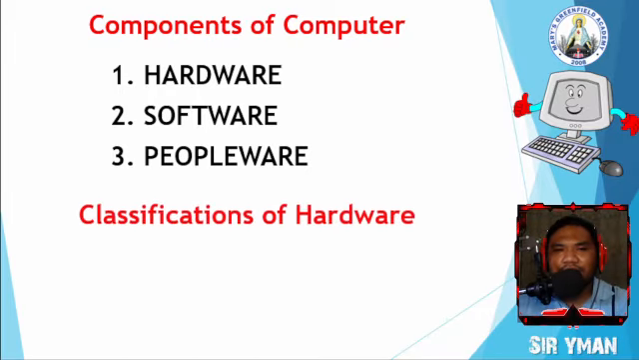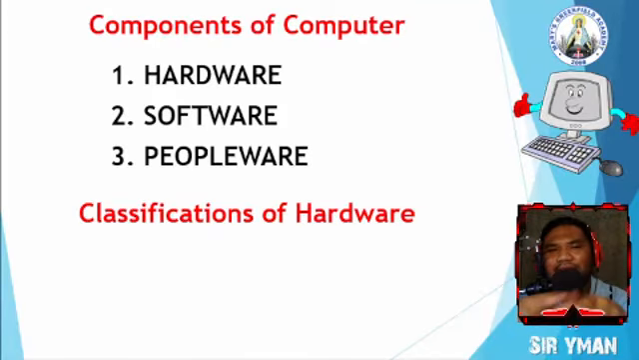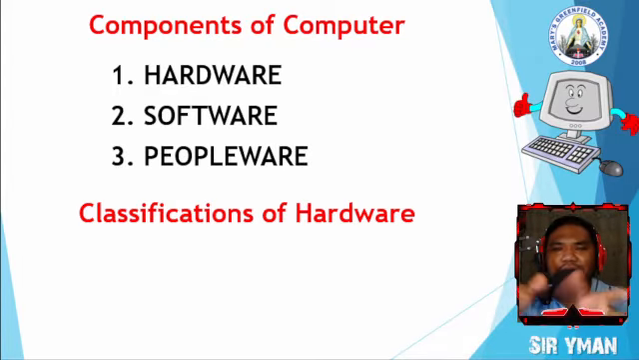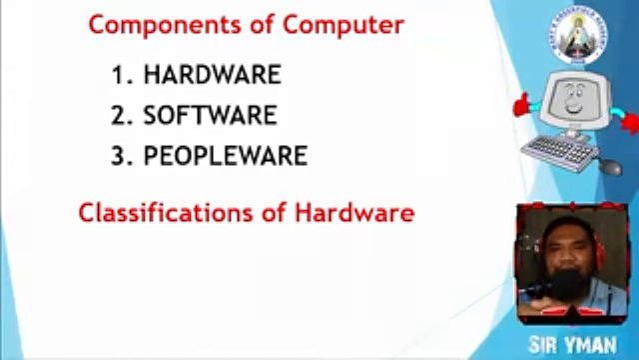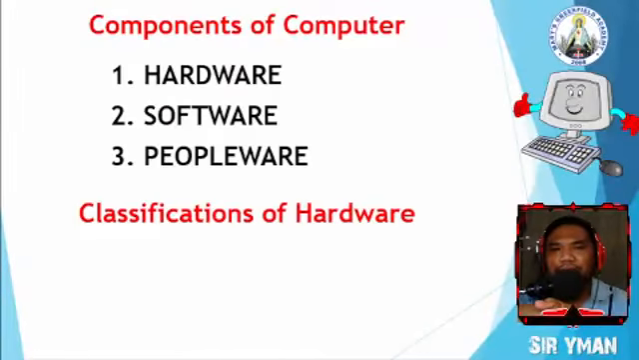And nagkaroon tayo ng two classifications of hardware. So yung hardware, these are the devices, electronic devices that we could see and we could touch. Okay, mga tangible items. And then software, these are the programs used para magamit natin computer, and the peopleware ay tayo. So lahat ng mga gumagamit ng computers are considered peopleware.